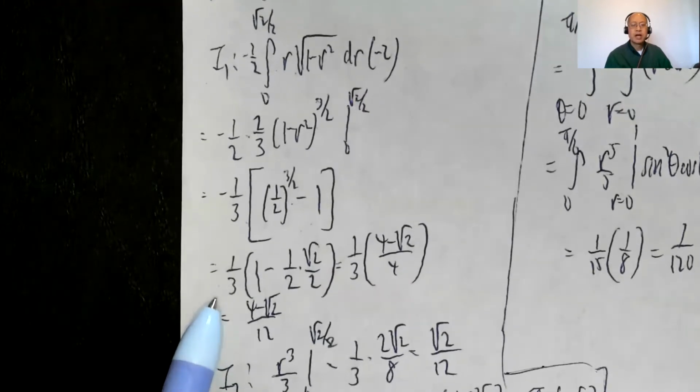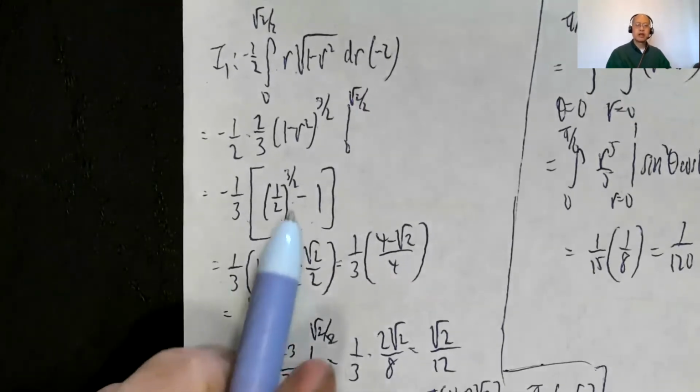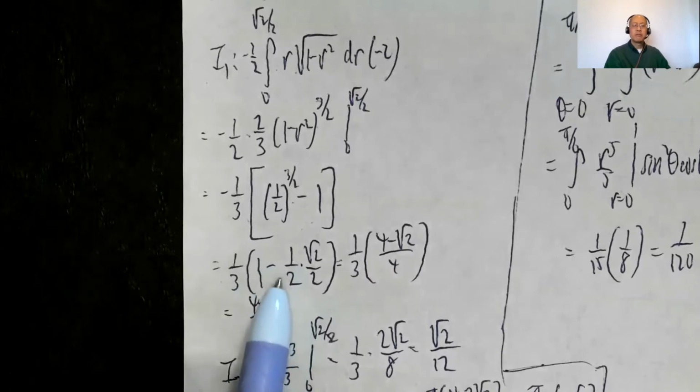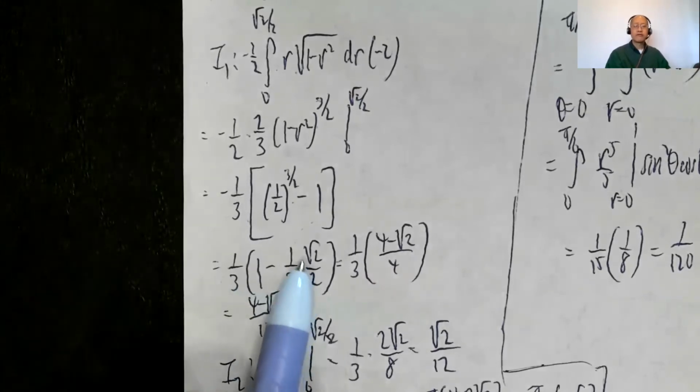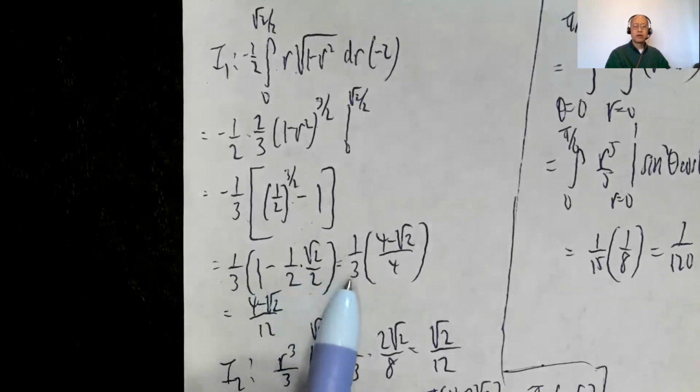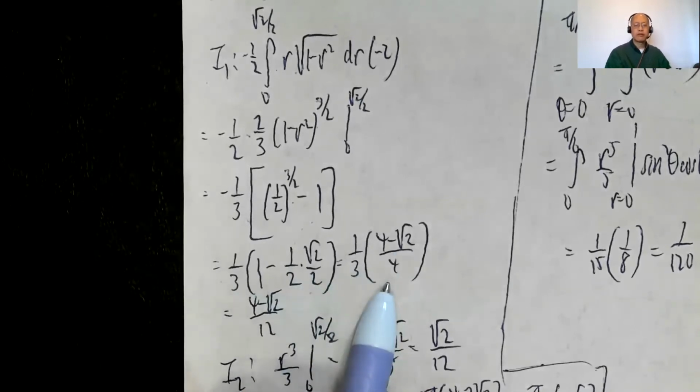So I have, what did I do? I made a positive 1/3 and turned that around. 1 minus 1/2 times square root of 1/2, radical 2 over 2. So clean it up: 1/3, 4 minus radical 2 over 4.